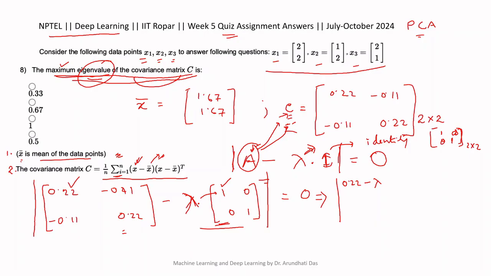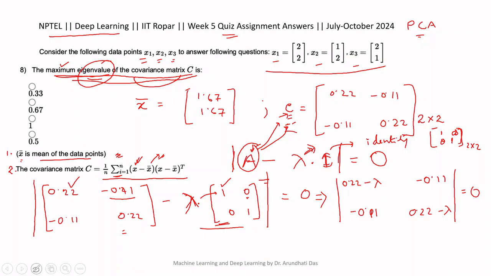Okay, this is the first element. Then what is the second element here? The second element of my covariance matrix is minus 0.11, whereas here the second element will be only 0. 0 multiplied by lambda will be 0, so it will be as it is, minus 0.11. Similarly for this one as well, it will be minus 0.11. Then the last element will be 0.22 minus lambda. So I have to find out now the determinant of this particular matrix.